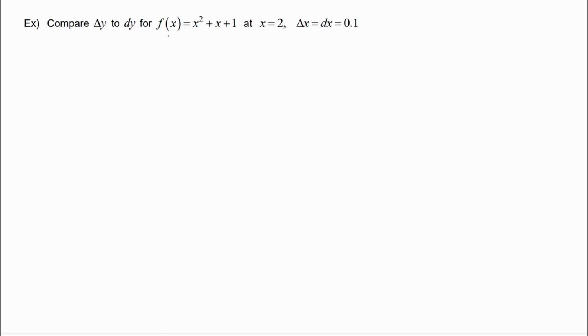So let's say our function is x squared plus x plus 1, and x is 2, and delta x is equal to dx, which is 0.1. First of all, let's calculate delta y. Remember, delta y is the exact change in y values using your original function. So it is f of x plus delta x minus f of x. And right now, our x is 2 and our delta x is 0.1.